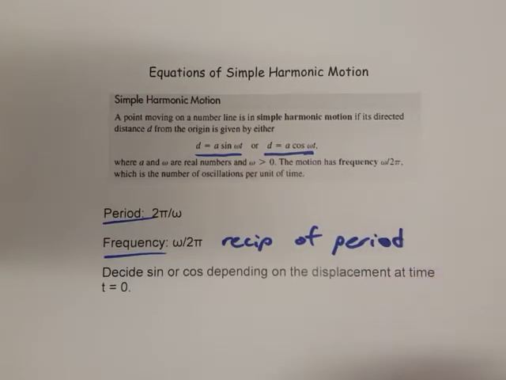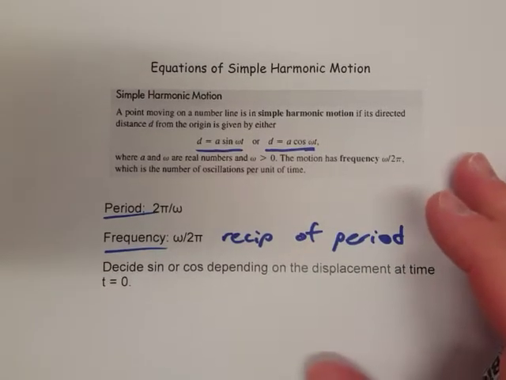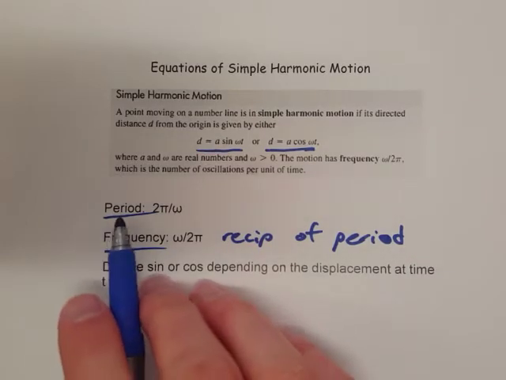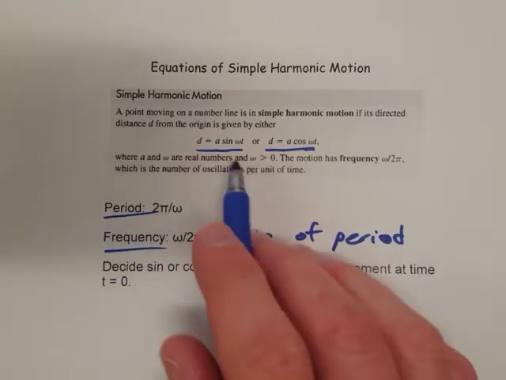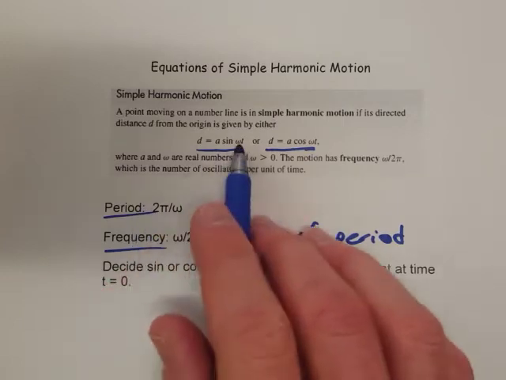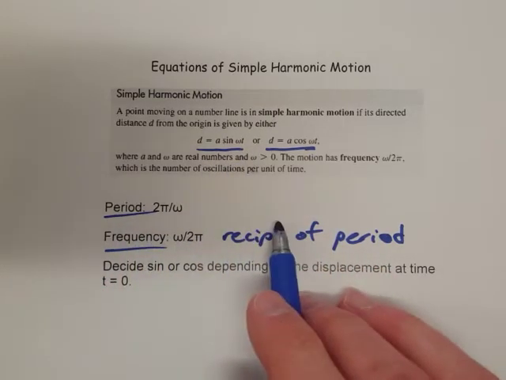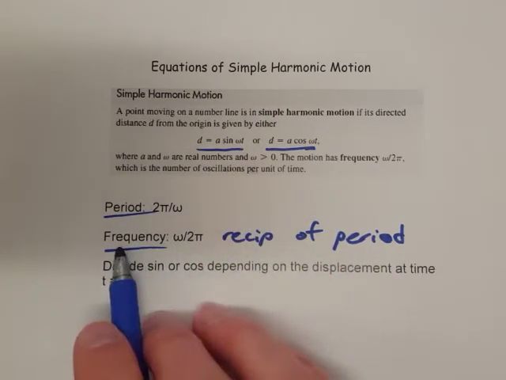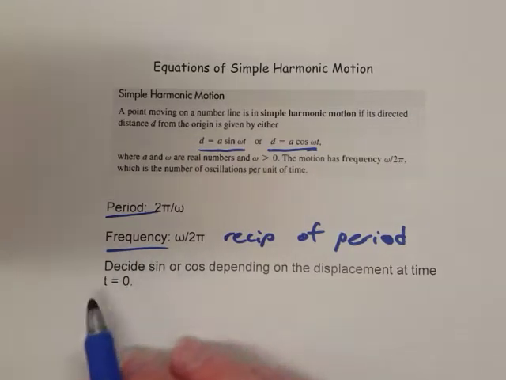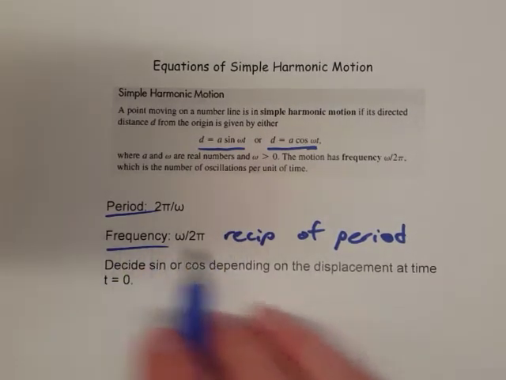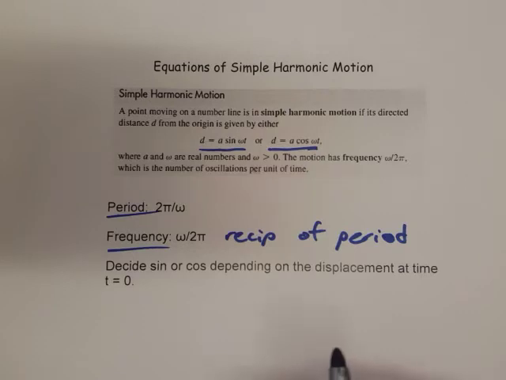That's really as much as you will need to know about this. Period is the amount of time it takes to do one full cycle. Frequency is the number of cycles per unit of time, and so it's just the reciprocal. It's nothing crazy there.